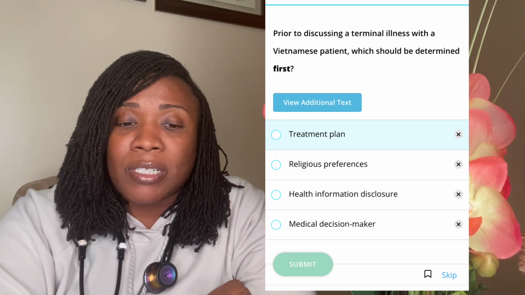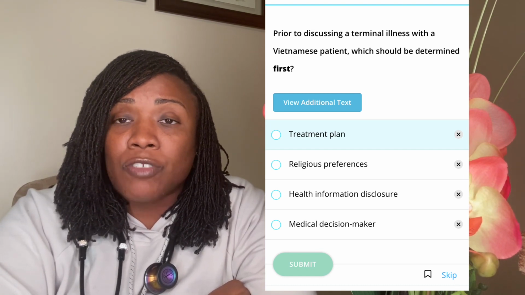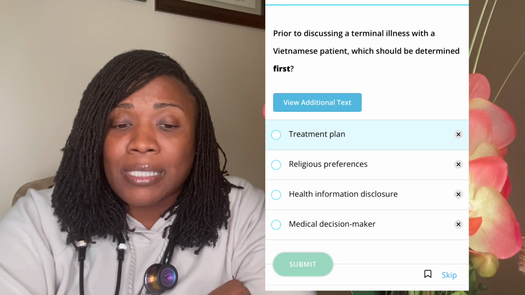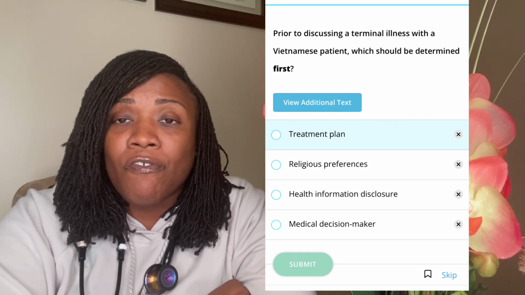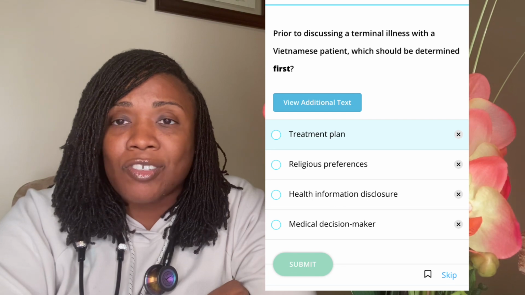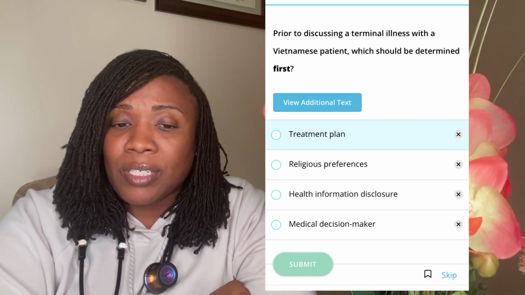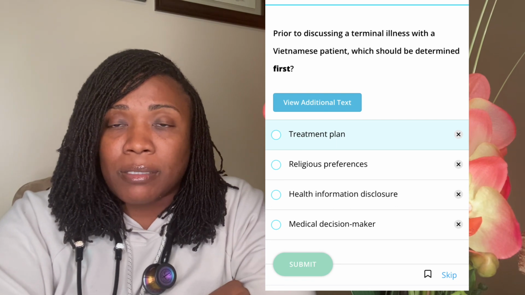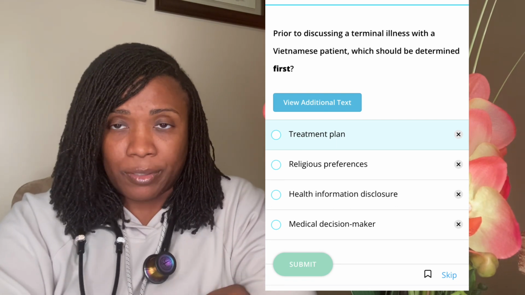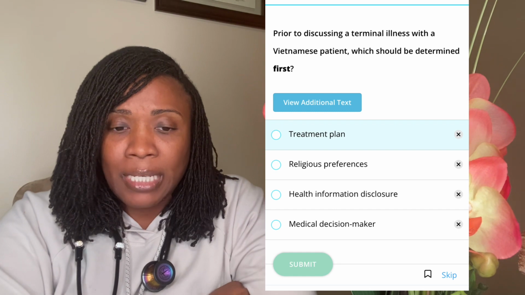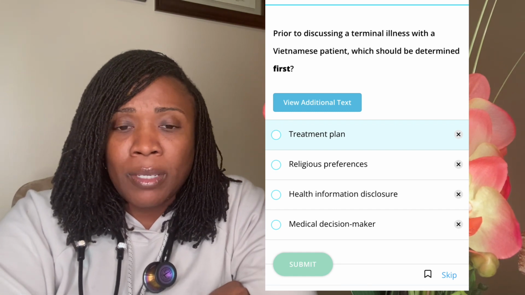Now, the first option is the treatment plan. Second is religious preferences. Third is health information disclosure. Fourth is medical decision maker. So the patient has a terminal illness and they're Vietnamese. What are you going to discuss first? Let's start from the bottom. It says medical decision maker.